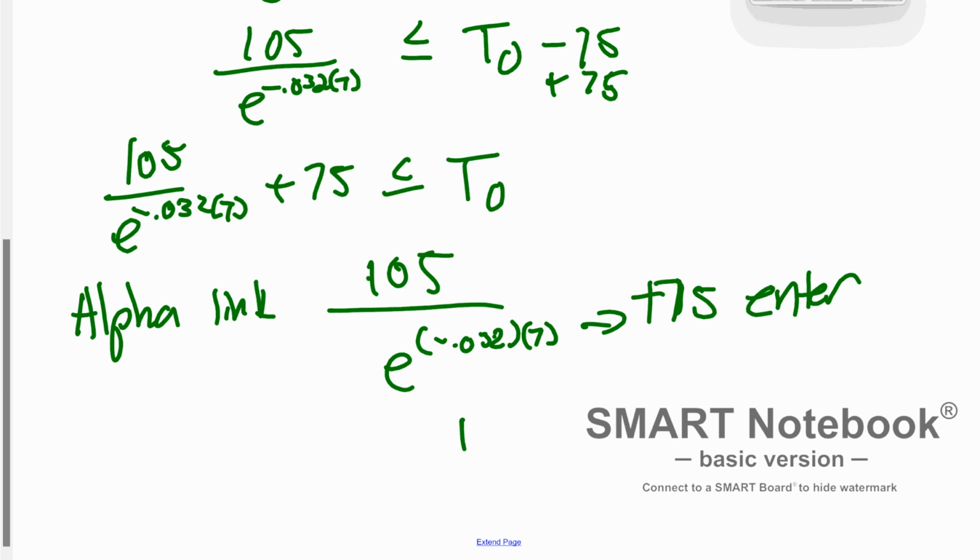And then so then you have T sub 0 is greater than or equal to approximately 206.4 degrees Fahrenheit. So there you go. And those are different ways that you could apply this.